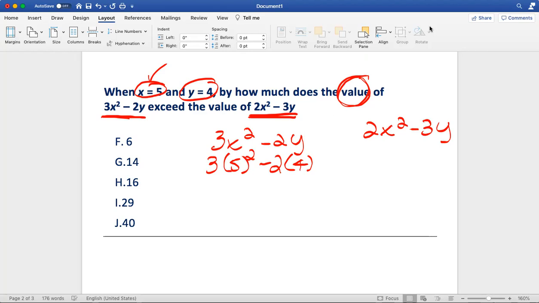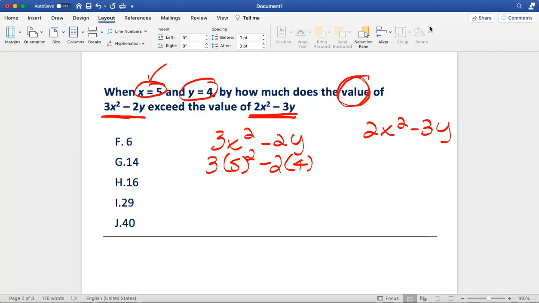Now, right here, this is where you're going to grab your calculator and you're going to do 3 parentheses 5, close the parentheses, squared, minus 2 parentheses 4, close the parentheses. Now, I want to say you could just do 2 times 4, but just to be on the safe side, just do the parentheses, just in case you get a negative, okay, guys?